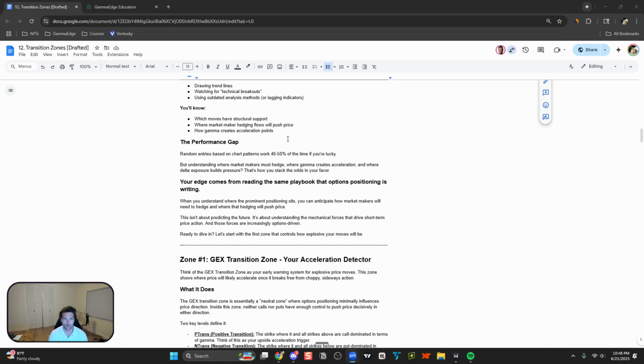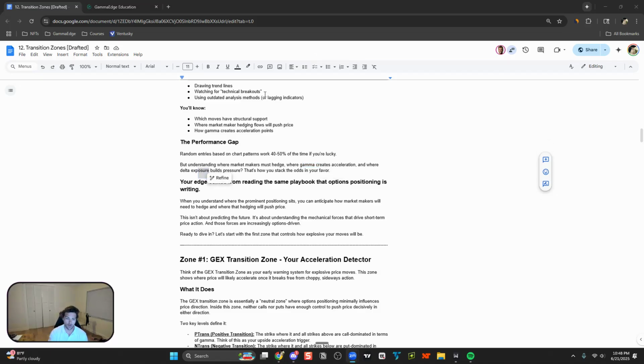So your edge is going to come from reading the same playbook that options positioning is writing, is creating, the structure in the market. So what does that mean? That means understanding where market makers must hedge, where gamma creates acceleration of price, and where delta exposure builds pressure.